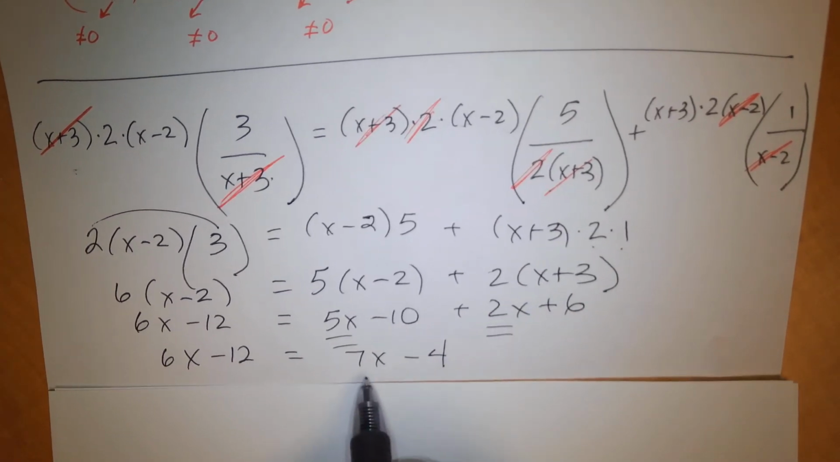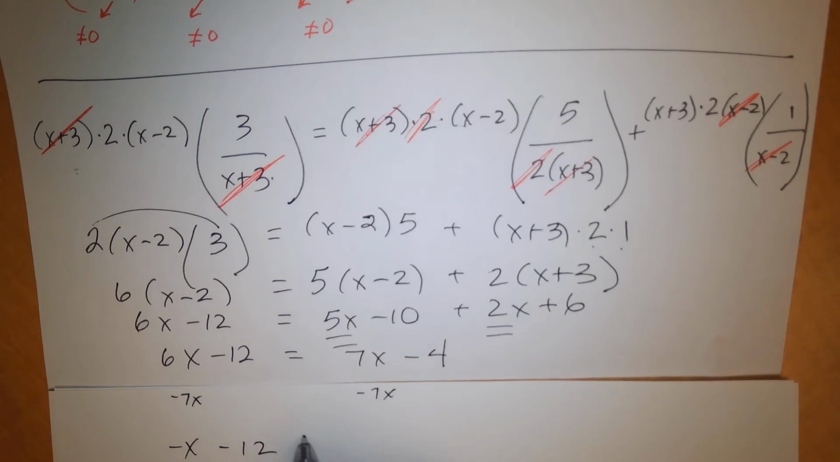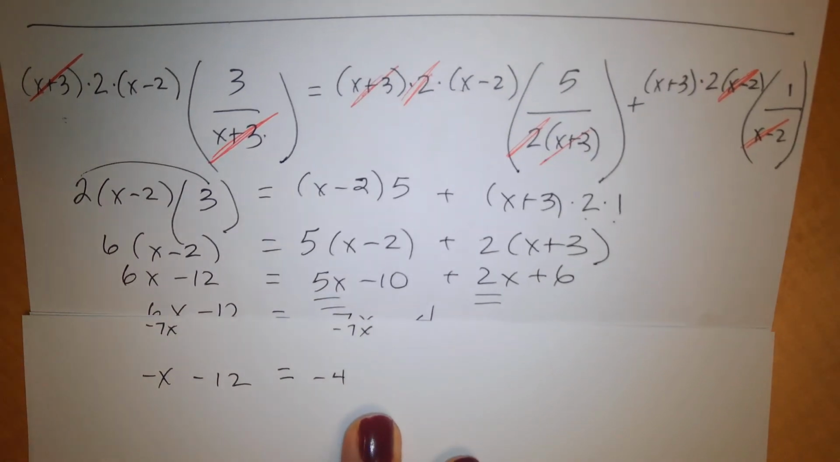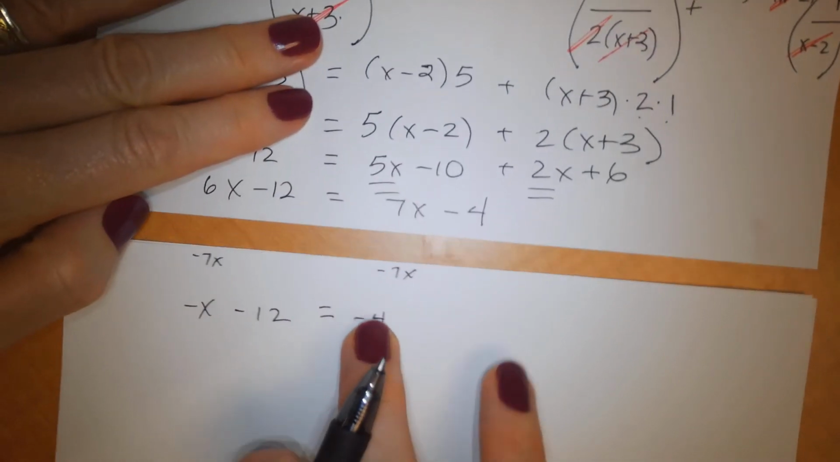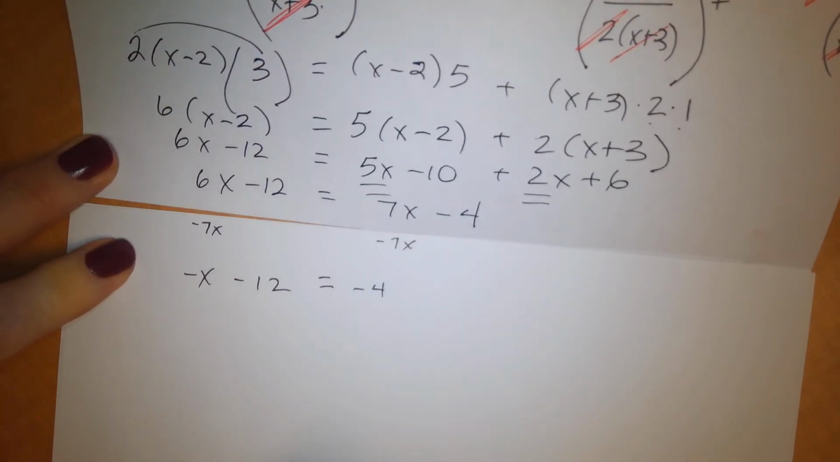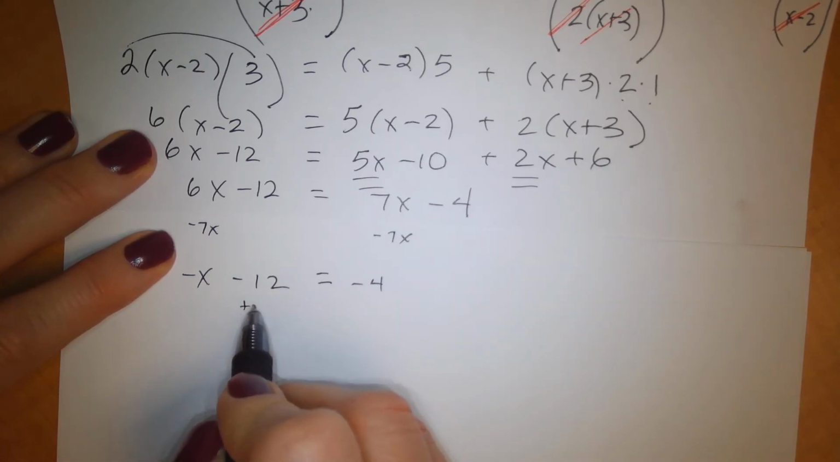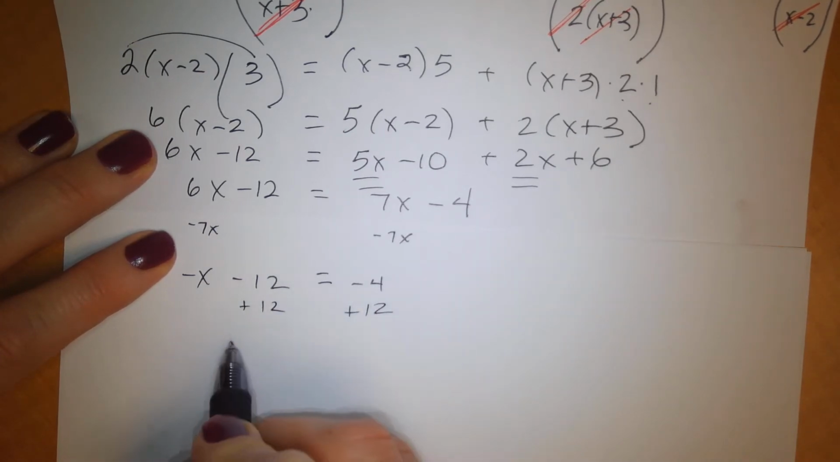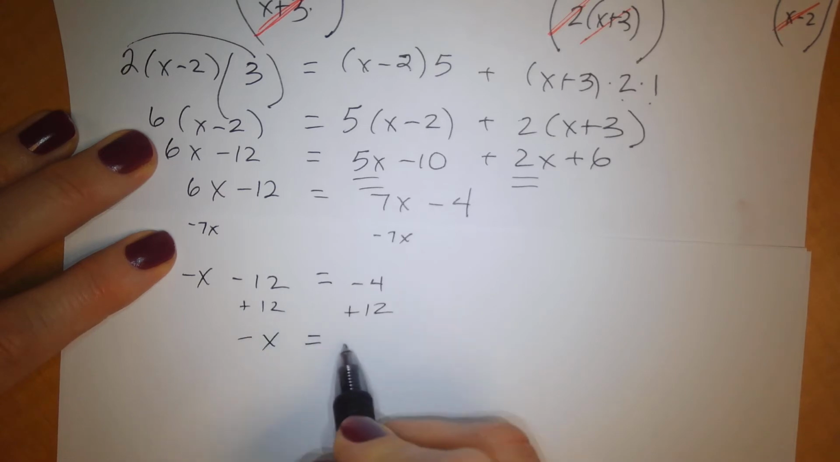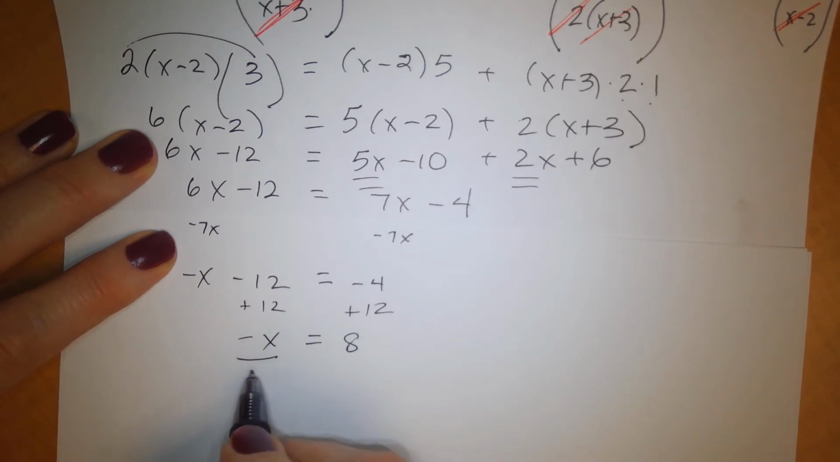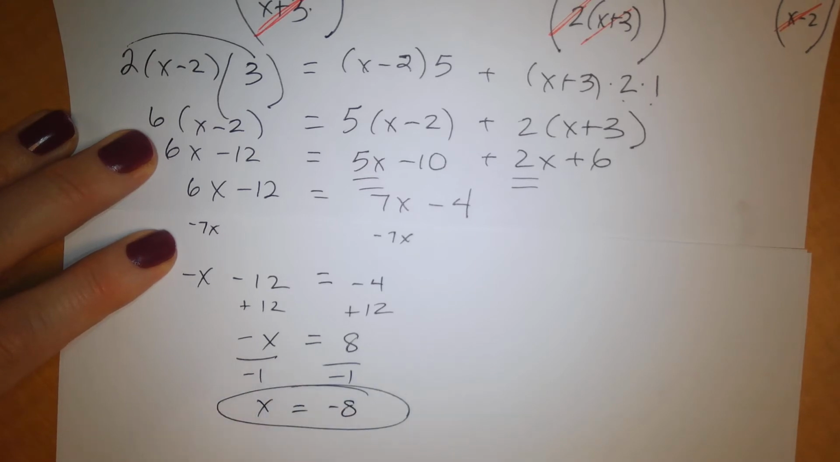I'm going to subtract the 7x to both sides. So negative x minus 12 equals negative 4. Add the 12 to both sides. So negative x equals 8. Divide by negative 1, and we have x equals negative 8.